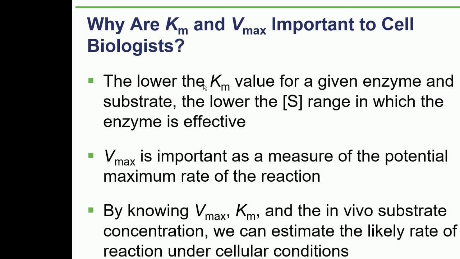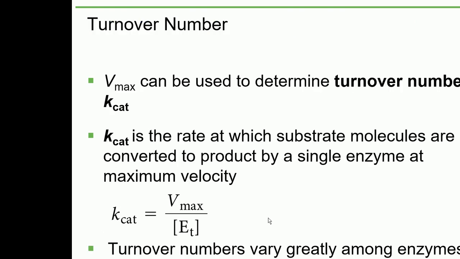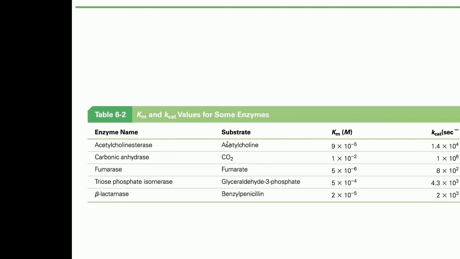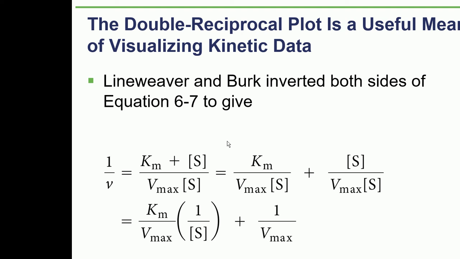So why are Km and Vmax very important? The Km value tells us the concentration of the substrate at which the rate of reaction becomes half the Vmax. The lower the Km value for a given enzyme and substrate, the lower the substrate range in which the enzyme is effective. So with a lower Km, at a lower concentration of the substrate, the enzyme is going to be more effective. And Vmax is the maximum rate of reaction. These two parameters are very important, and Vmax can be used to determine the turnover number also. The turnover number is the rate at which the substrate molecules are converted to product per enzyme.